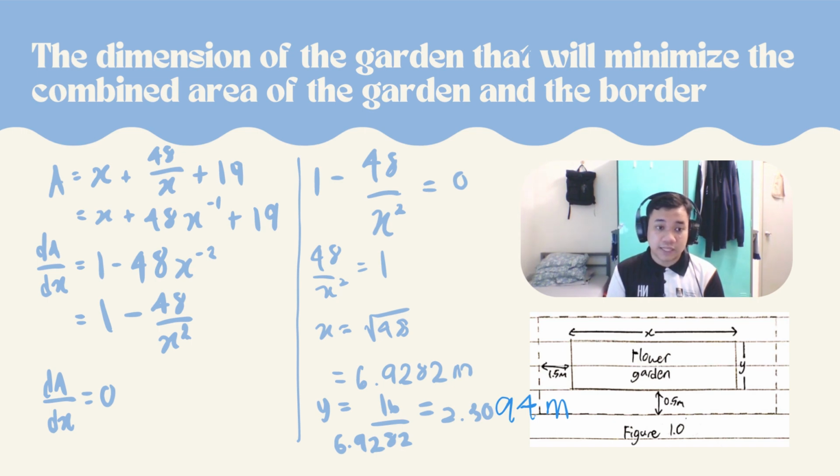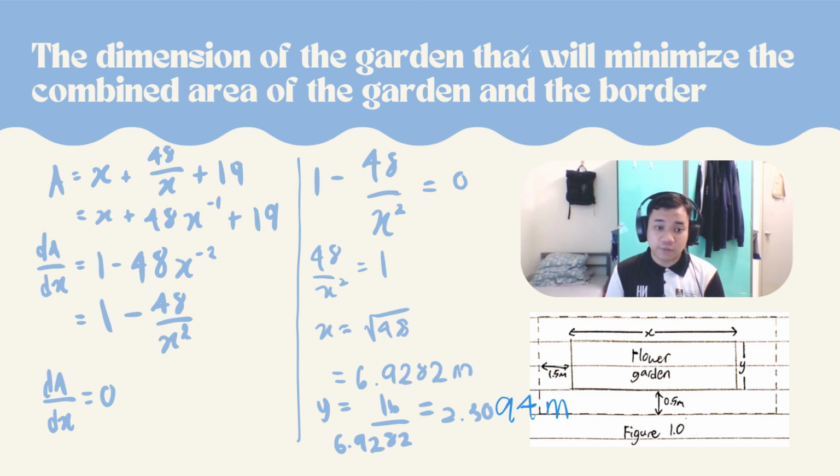After that, we let the derivative be 0. 1 minus 48 over x squared equals 0. We will bring the 1 to the other side and it will be 48 over x squared equal to 1. From here, we can find x. To find x, we just need to square root 48 and we will get 6.9282 meters.